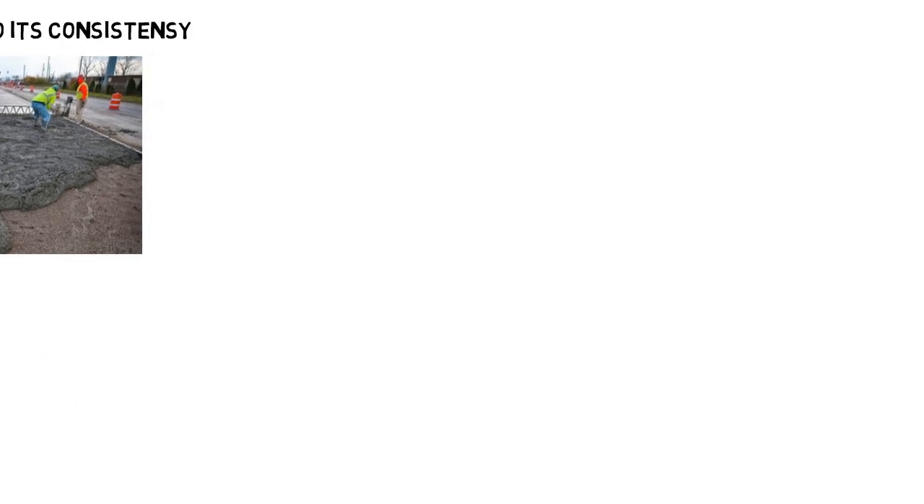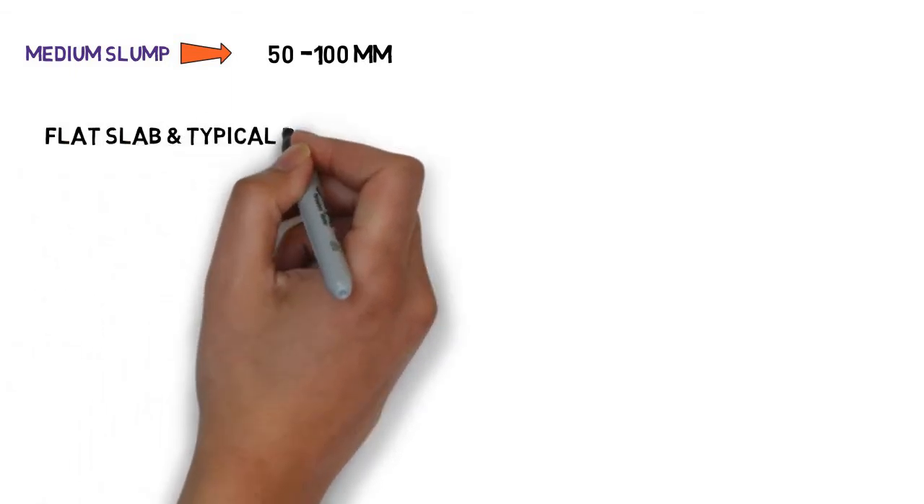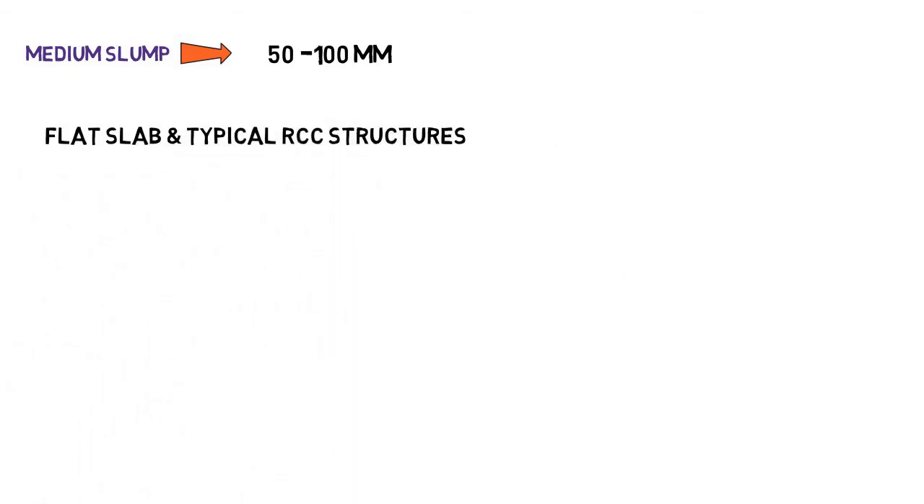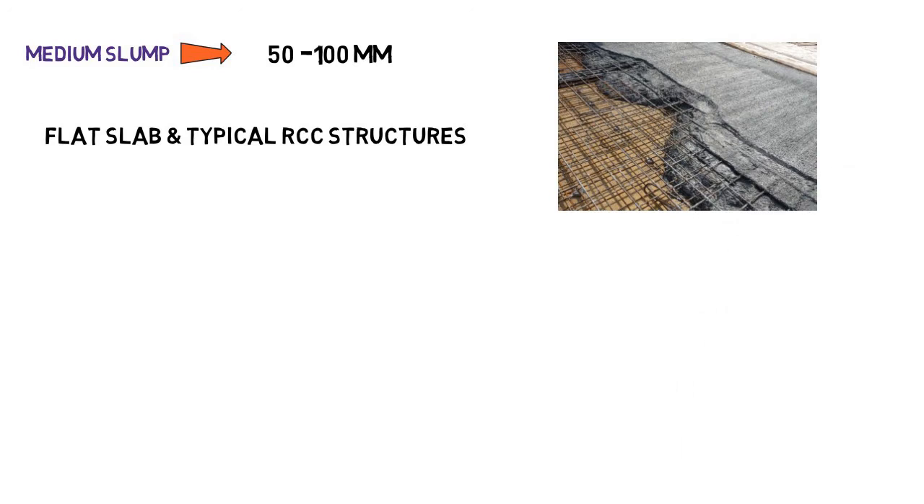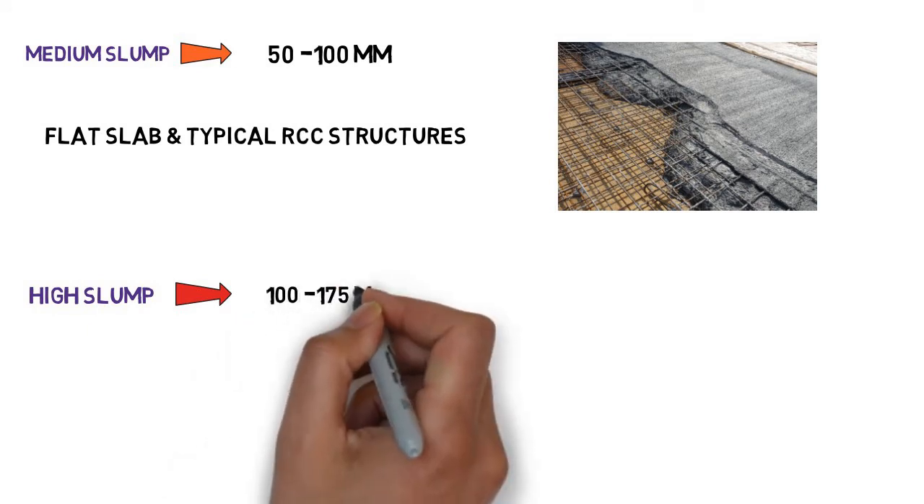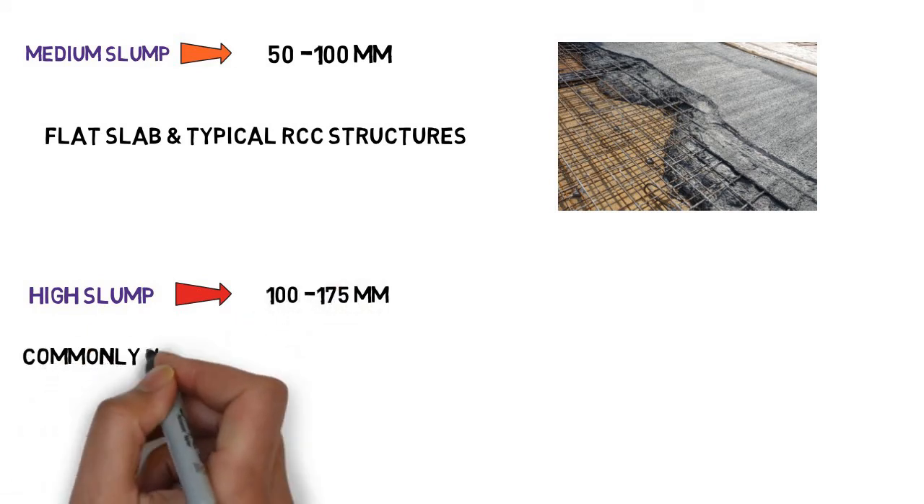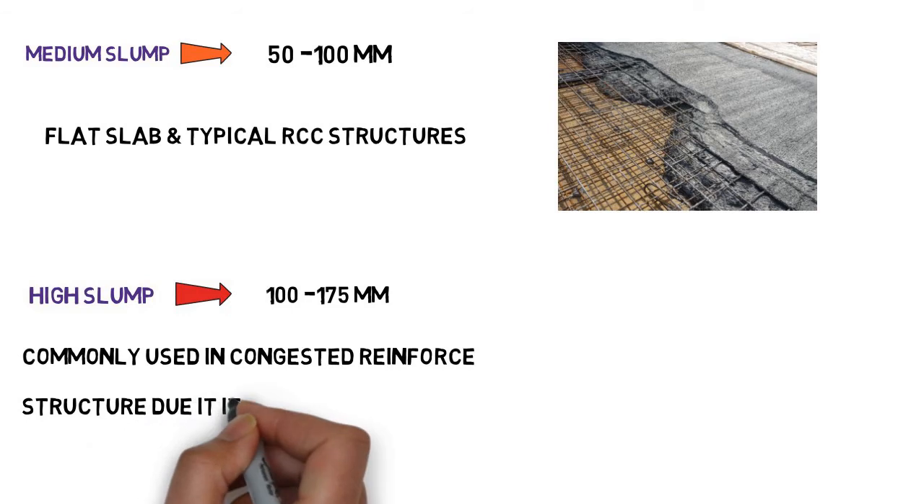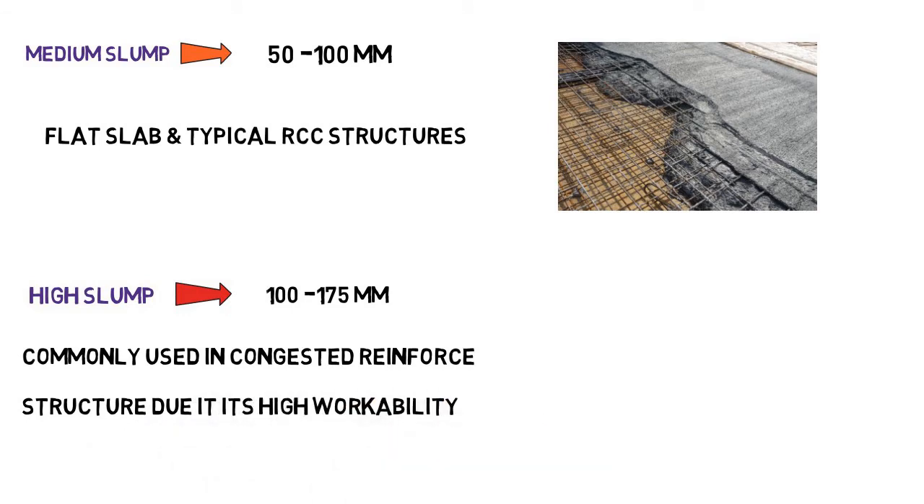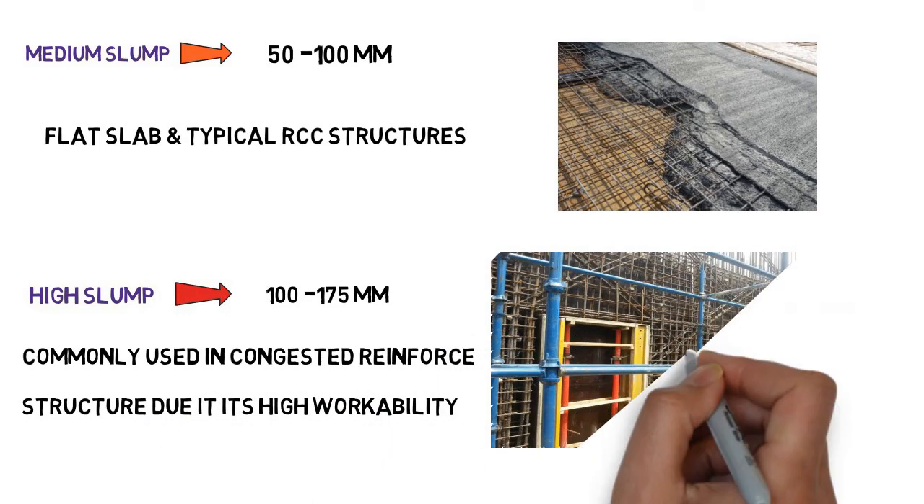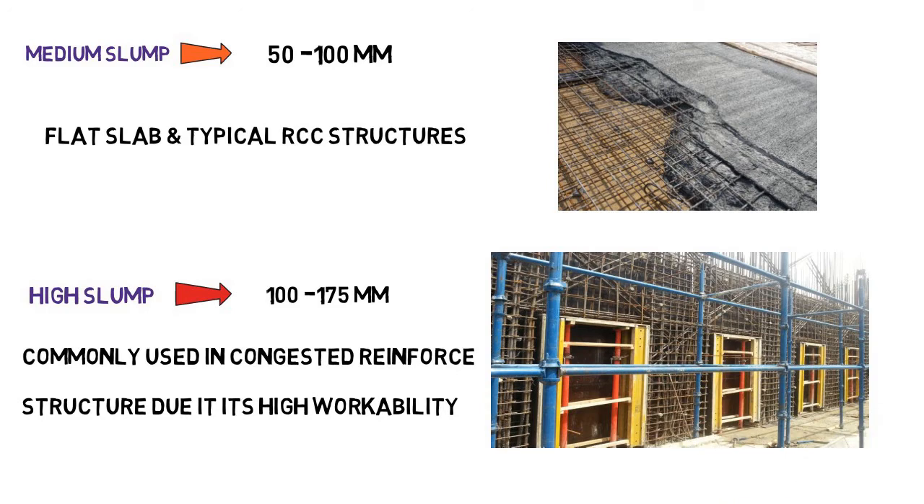Medium slump, 50 to 100 mm. Normally we use medium slump at flat slab and typical RCC structure. And high slump, the slump between 100 to 175 mm, is commonly used in congested reinforcement structure due to its high workability where concrete can easily penetrate.